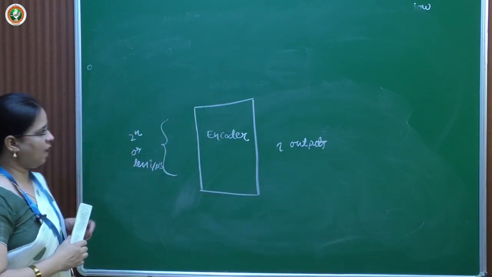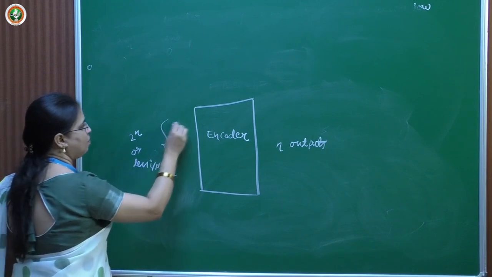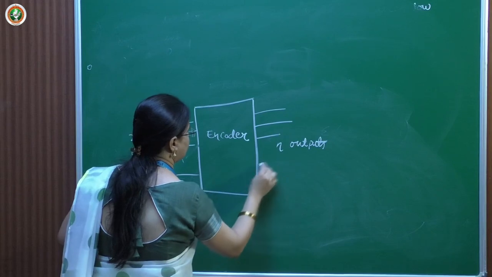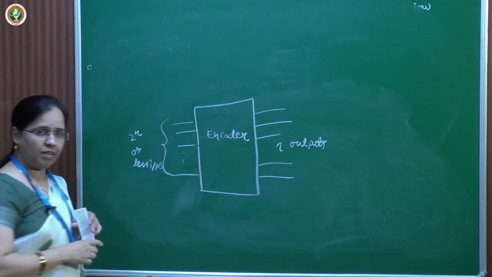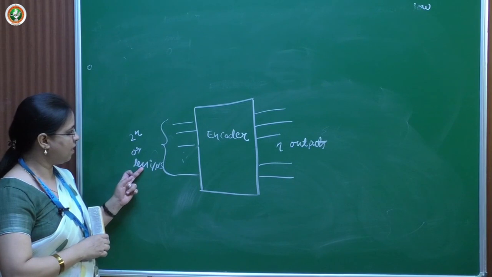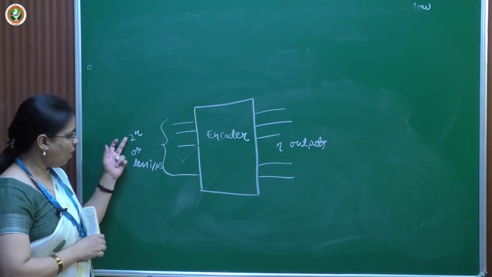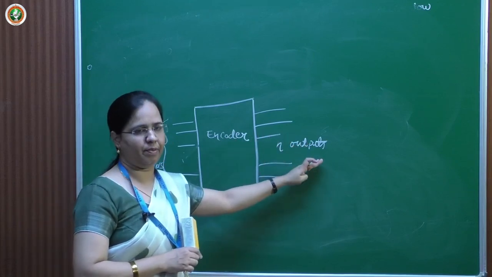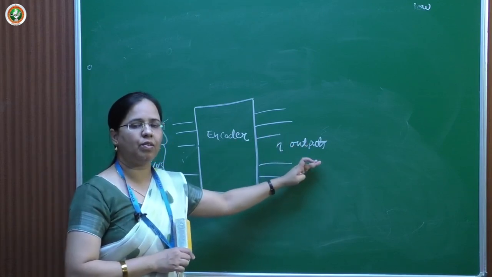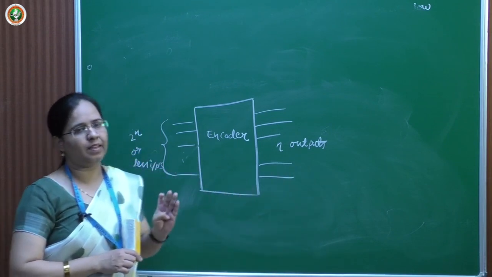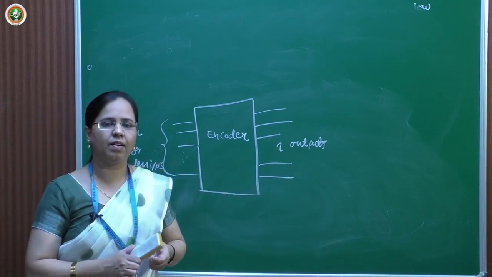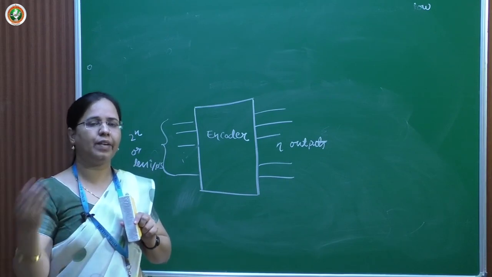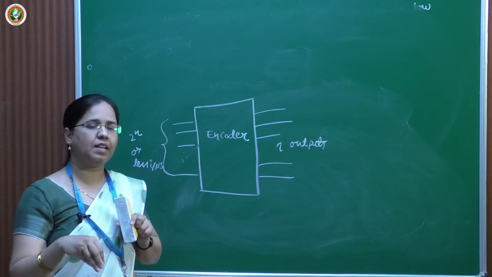It is very clear that an encoder circuit is going to perform the inverse operation of a decoder circuit. That means it is going to convert 2 power n or fewer inputs into n-bit binary information. In the previous video we designed how to convert binary to octal using a 3 to 8 decoder. Now we will design the reverse operation.